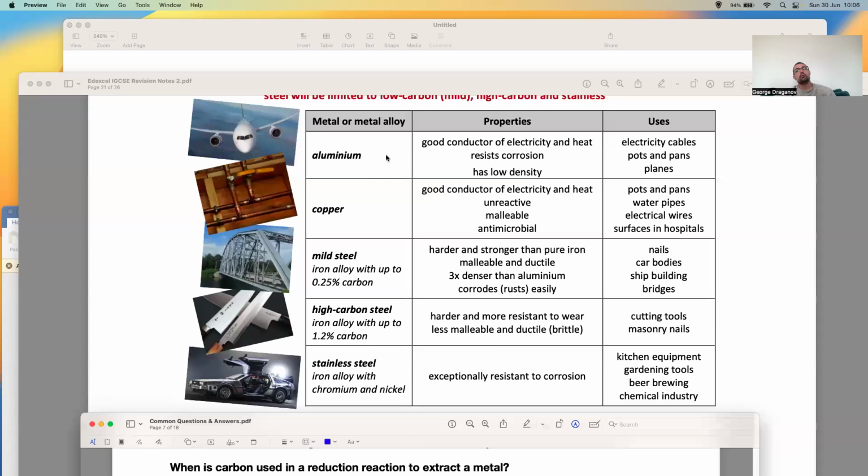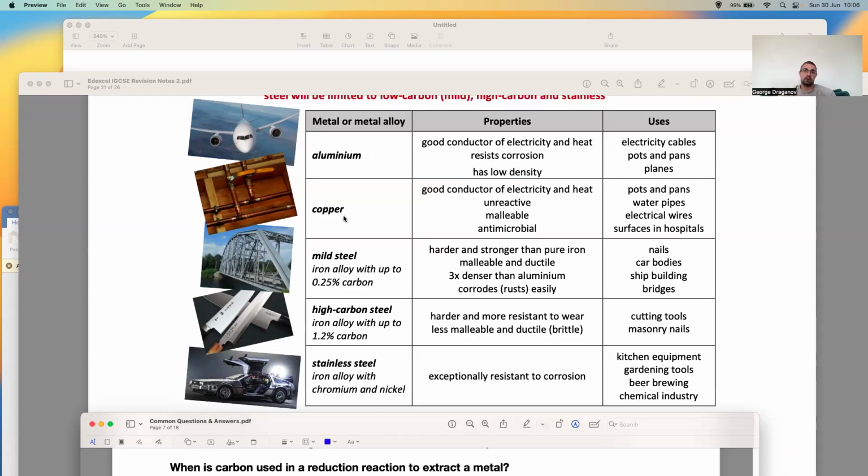Aluminium, we know, is used for airplanes, but it's also used for electricity cables and pans. The reason it's used for airplanes is because it has a low density and a high strength to weight ratio. It's also a good conductor of electricity. And surprisingly, it's resistant to corrosion because it is so reactive that it forms an aluminium oxide layer on top of the aluminium very quickly. So it stops the rest of the aluminium coming into contact with water or oxygen.